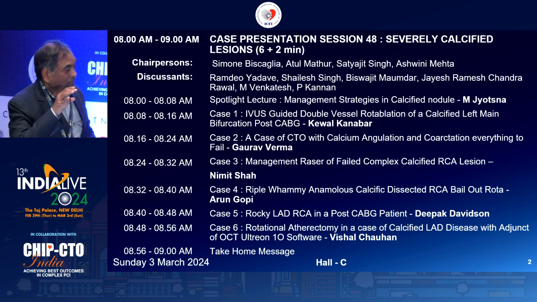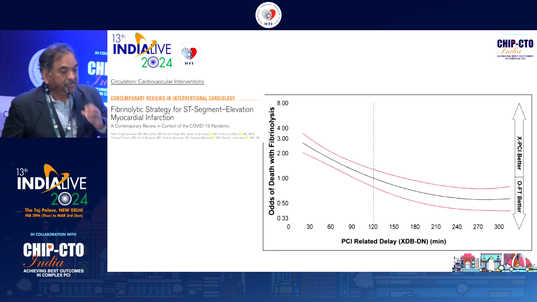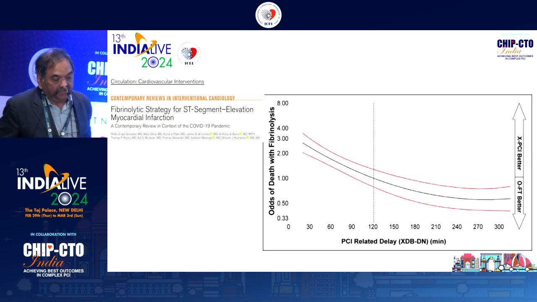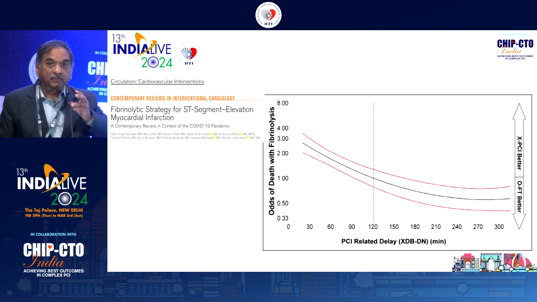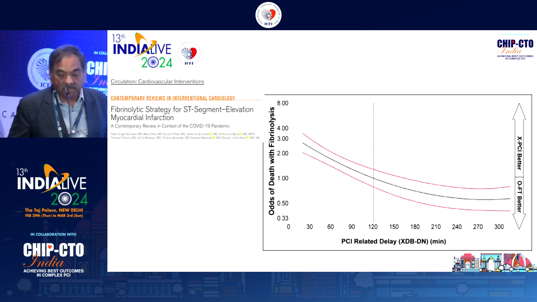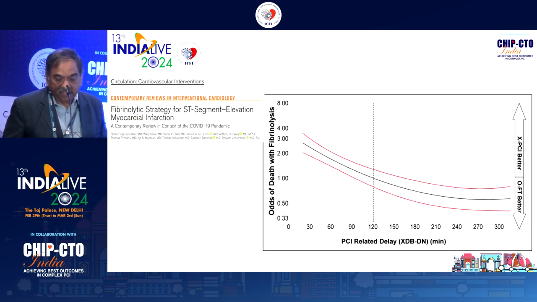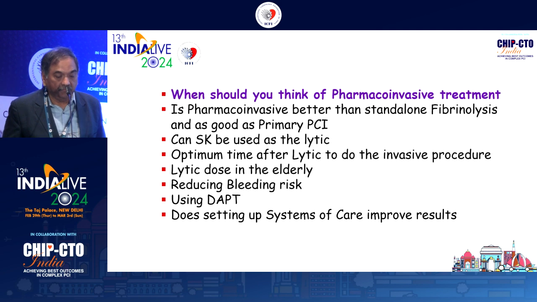I have 8 minutes, so I will go through 8 different points. This is a paper that we published in Circulation Cardiovascular Interventions. This was during the COVID time. So this really looked at the equipoise between fibrinolysis and primary PCI, and clearly shows that if there is going to be a delay of greater than 120 minutes to doing a PCI, then one should thrombolyze first and then go the pharmacoinvasive route.